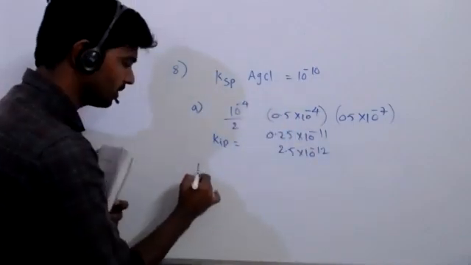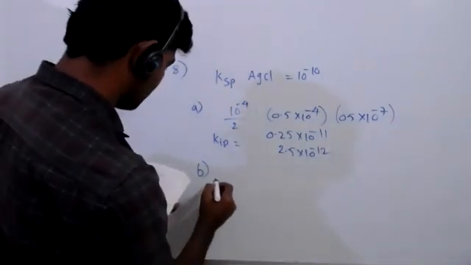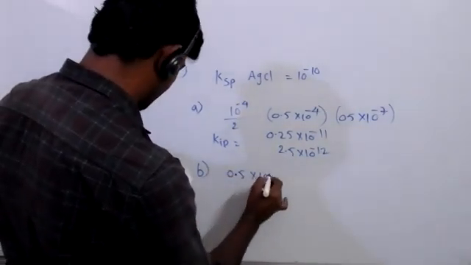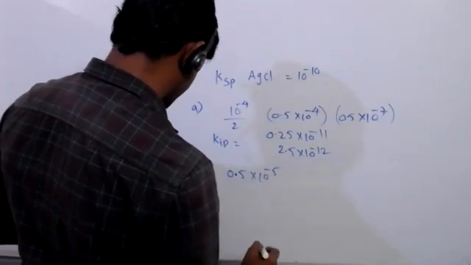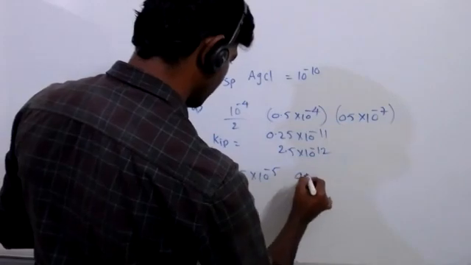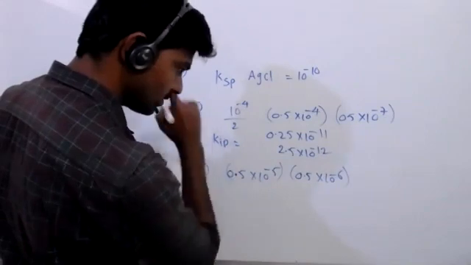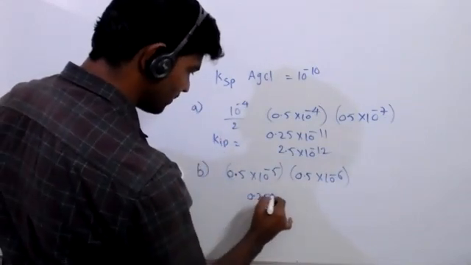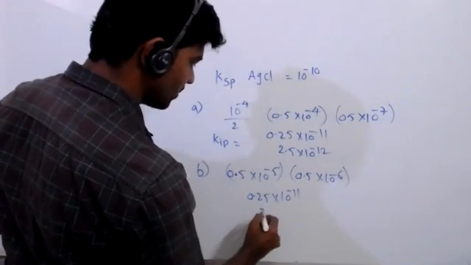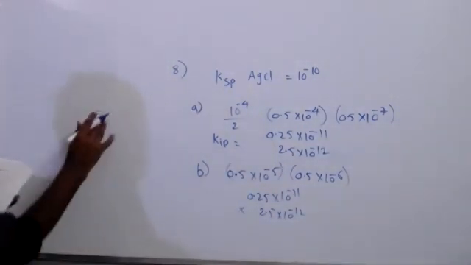Now look at option B. 10 power minus 5, this is also 0.5 into 10 power minus 5. And from HCl we get Cl ion, so the Cl ion concentration is 0.5 into 10 power minus 6. On multiplication this gives 0.25 into 10 power minus 11, that is 2.5 into 10 power minus 12. This is also a smaller value, so that's also not correct.